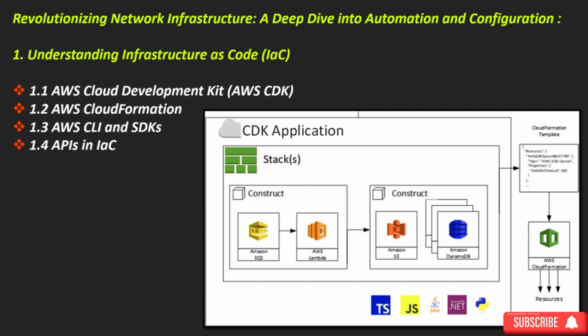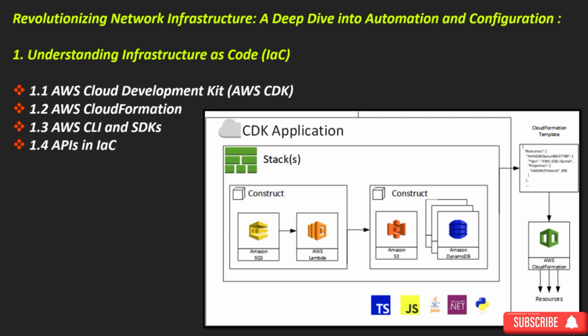The first one we need to talk about is the AWS Cloud Development Kit, that is AWS CDK. AWS CDK is a game changer in the IaC landscape, that is the Infrastructure as Code landscape. It allows developers to define cloud infrastructure using familiar programming languages such as Java, TypeScript, Python, and much more. These higher-level abstractions simplify the process of creating and managing AWS resources, making it more accessible to a broader audience.